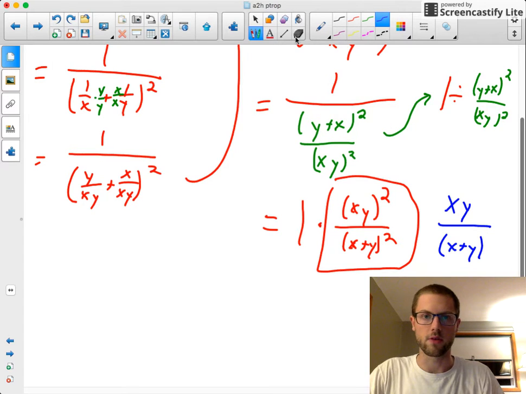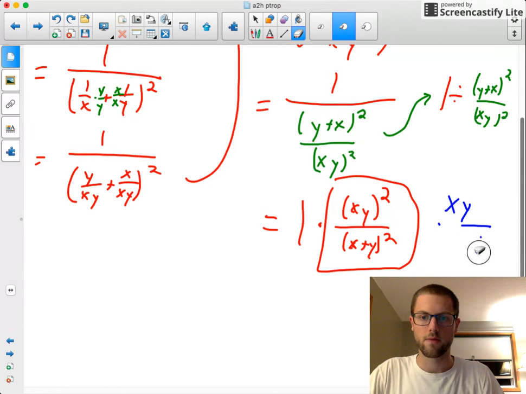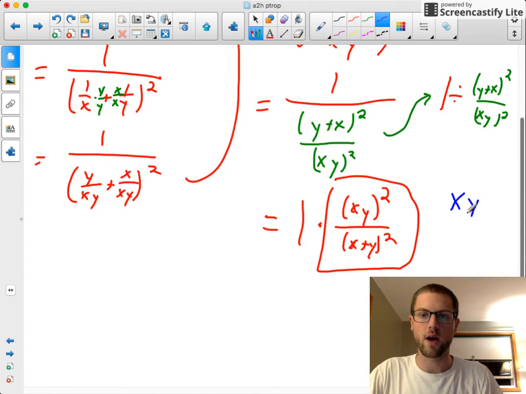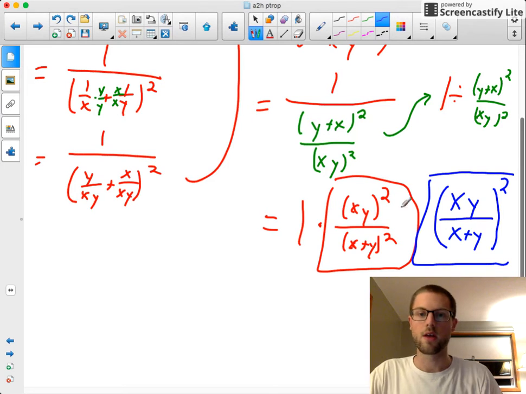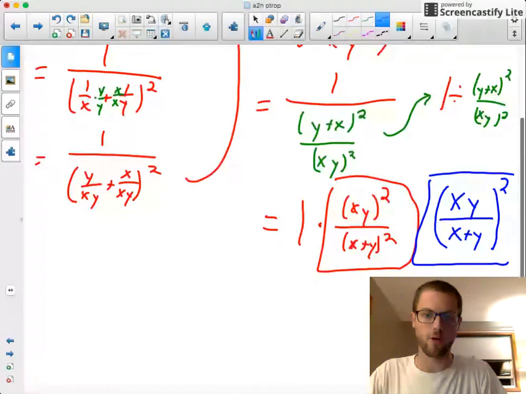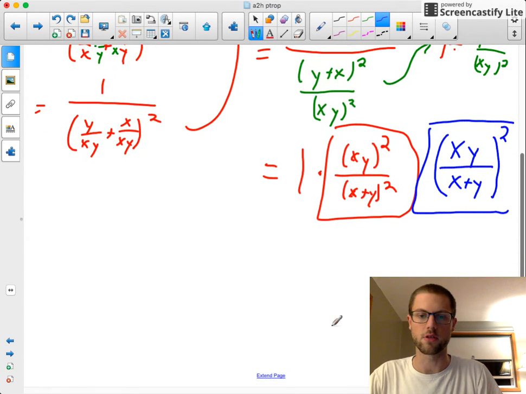Hold on, let me get rid of these parentheses, actually. Oh, too much. Let me try that again. I could say xy over x plus y, that entire quantity squared. That's also good too. Either one is good. And you could also go even one step further. I'd say there are lots of acceptable solutions to this.